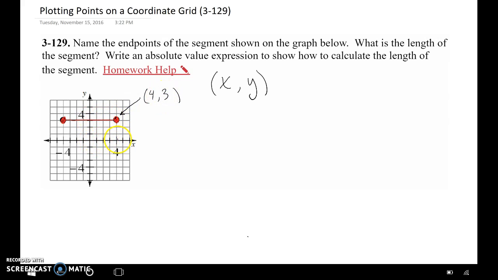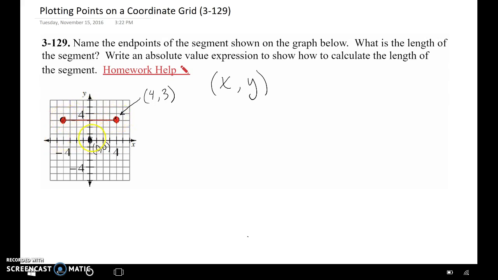So if I go over to 4 and then up to 3 on the y-axis, that is that point, 4, comma, 3. These are my positive x's. So if this point is 0, 0, called the origin, I go over 4 positive on the x and up 3 positive on the y.